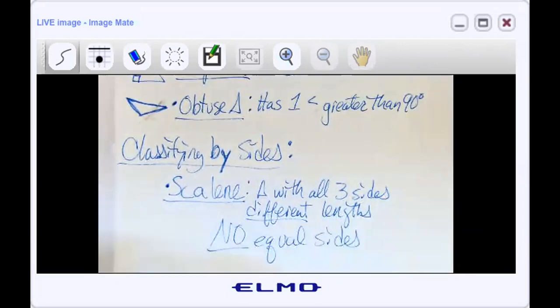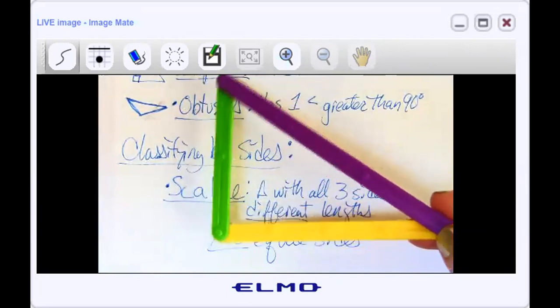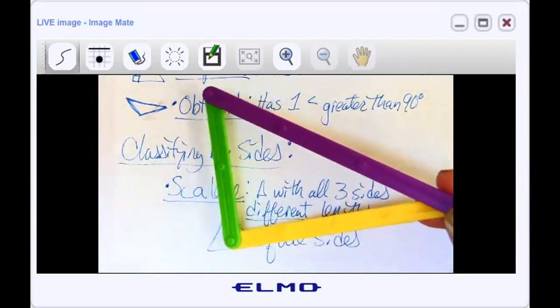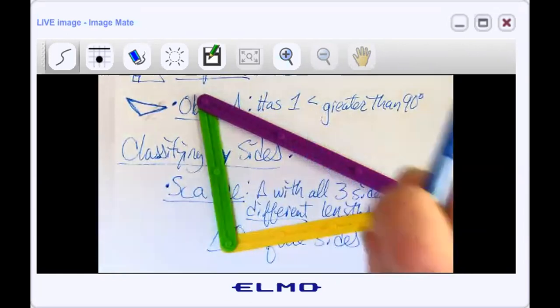So these little sticks that I have, each color is the same length. So this one would be a scalene triangle because none of my colors are the same here. I've got yellow, green, and purple. So none are the same. That one is called scalene. All three sides are different lengths.